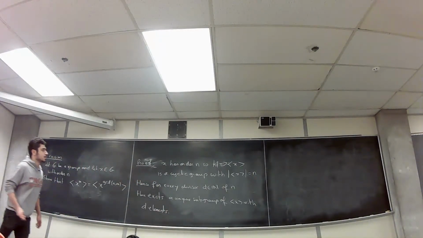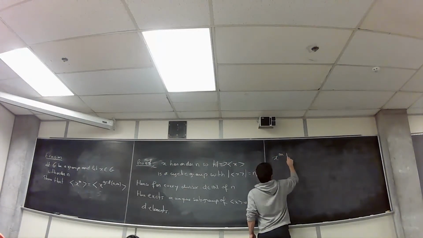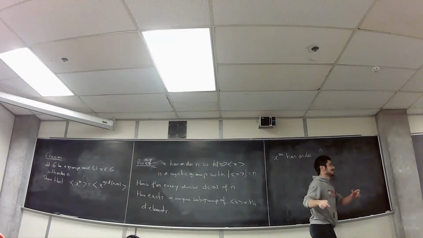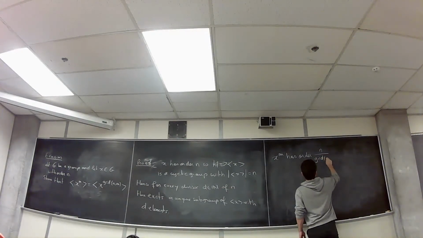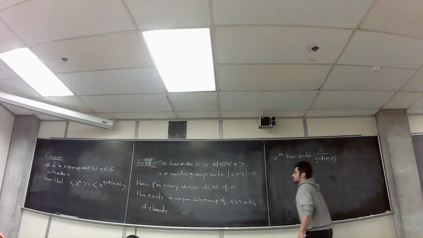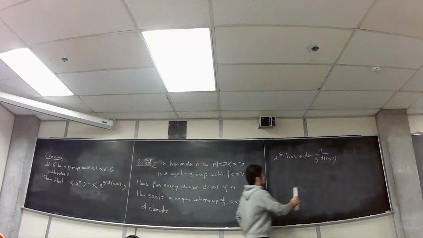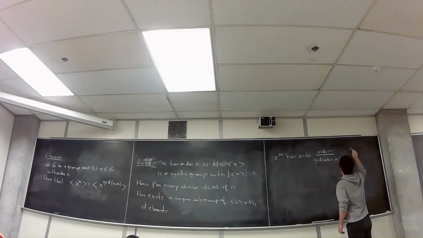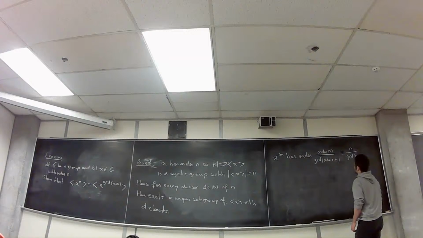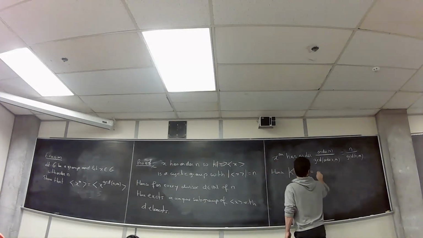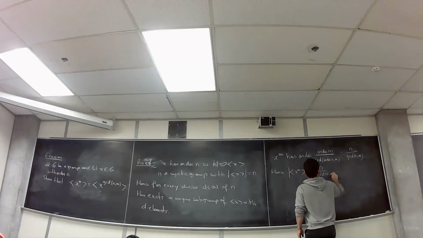Okay. Now let's look at the order of x^m. The order of x^m is n over gcd(m,n), right? By the formula we know about the order. So the n here, if you want to be a bit more precise, is the order of x, over gcd of the order of x and m, which is n over gcd(m,n). Hence the subgroup generated by x^m has n over gcd(m,n) elements.